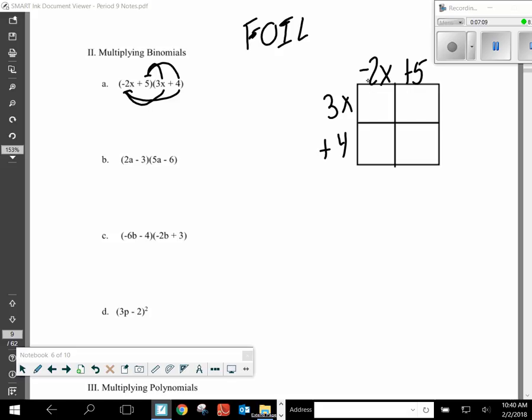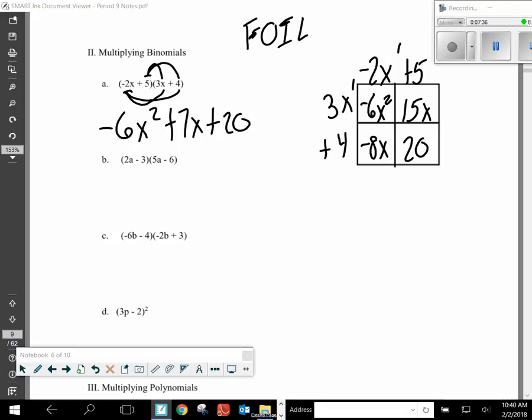So 3x times negative 2x is negative 6x squared. Remember, I have that 1 and the 1 there. I add. 4 times negative 2x is negative 8x. 3x times 5 is 15x. 5 times 4 is positive 20. Notice I have like terms of 15x and negative 8x. So when I write my result of my multiplication, I have negative 6x squared plus 7x plus 20, and I'm done. That's all there is to it.